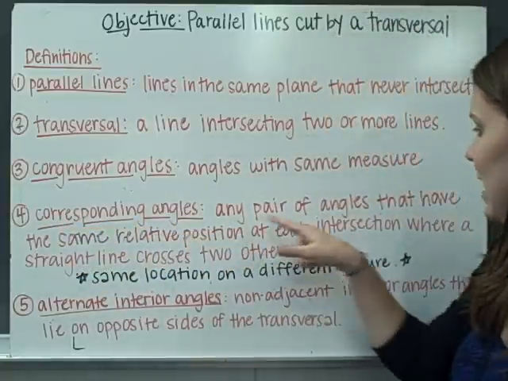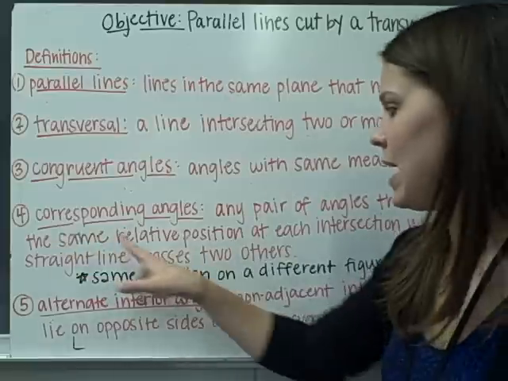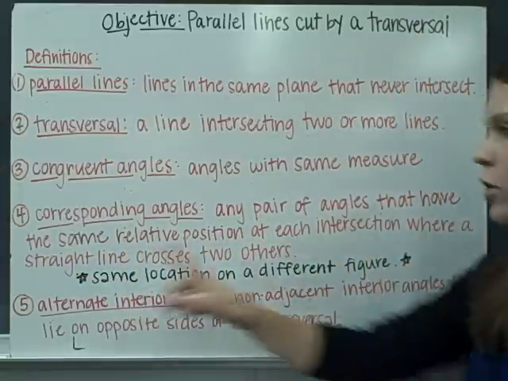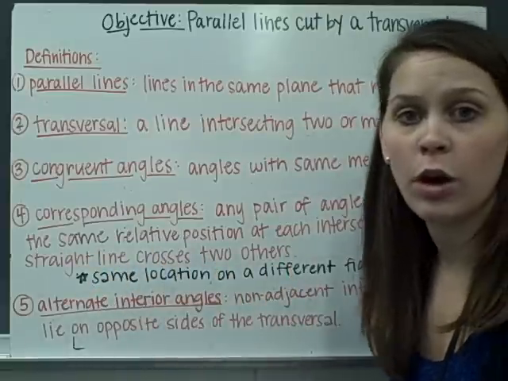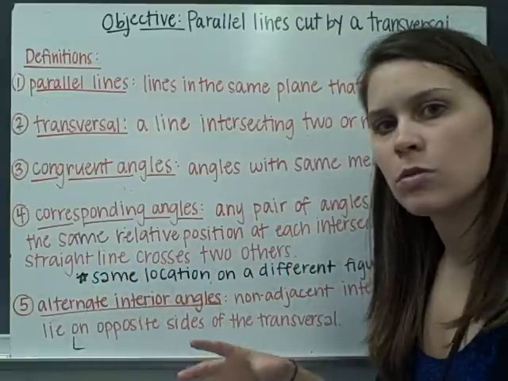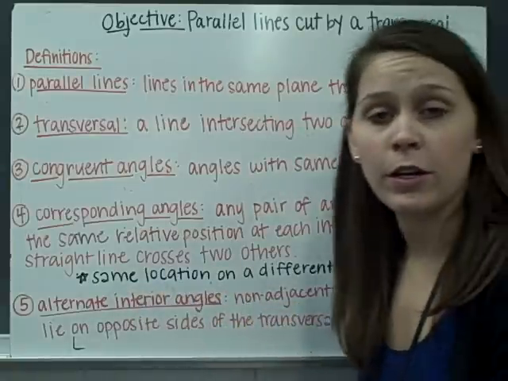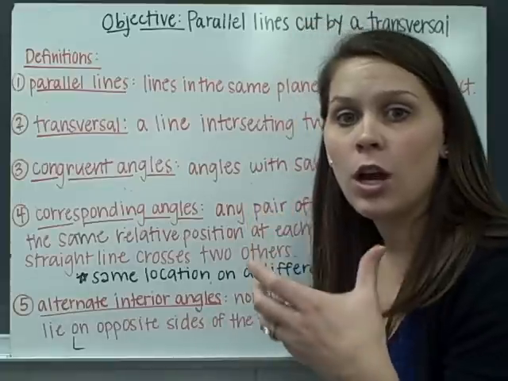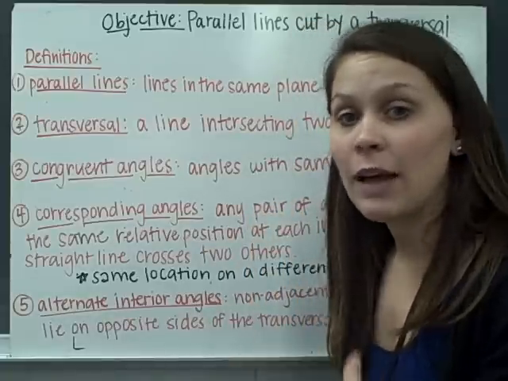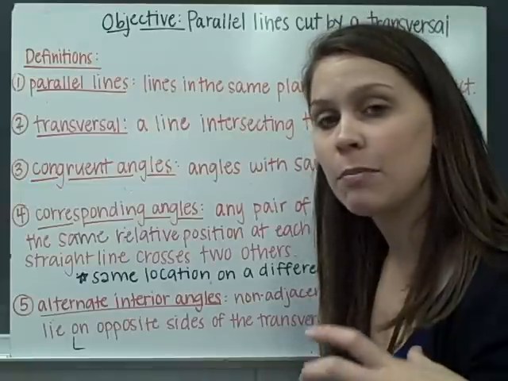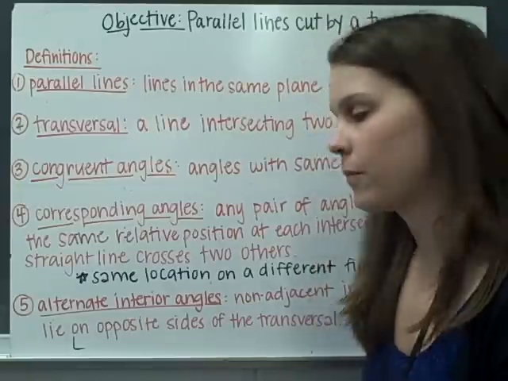Corresponding angles are any pair of angles that have the same relative position at each intersection where a straight line crosses two others. So in more simple terms, this means they're in the same location but on a different figure. So think about ears. Your left ear is in the same location as your friend's left ear. It's the same position but two different people.